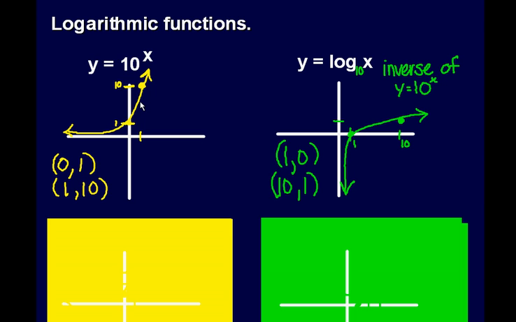If you notice, these two graphs are inverses of each other. That means if I graphed them on the same plane, they would be symmetric about the y equals x line. So they are symmetric about that line.